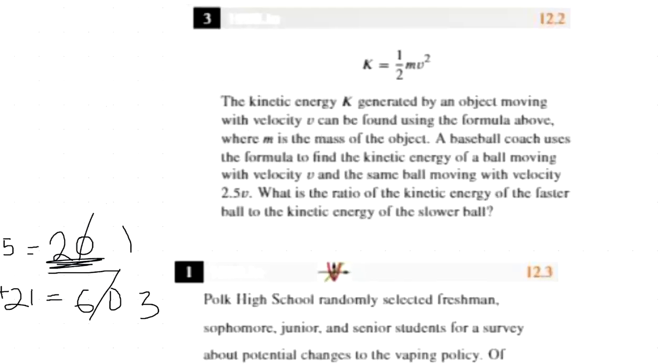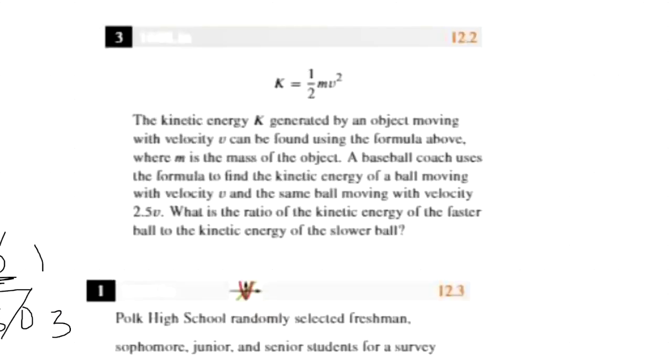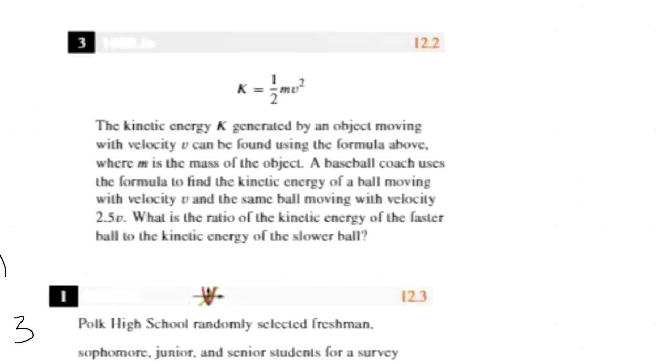Now let's solve the next one. K equals 1 over 2 mv squared. The kinetic energy K generated by an object moving with velocity v can be found using the formula above, where m is the mass of the object. A baseball coach uses the formula to find the kinetic energy of a ball moving with velocity v and the same ball moving with velocity 2.5v. What is the ratio of the kinetic energy of the faster ball to the kinetic energy of the slower ball?